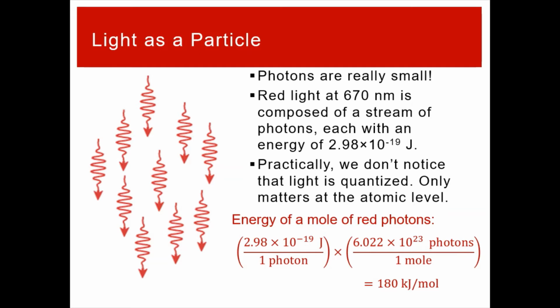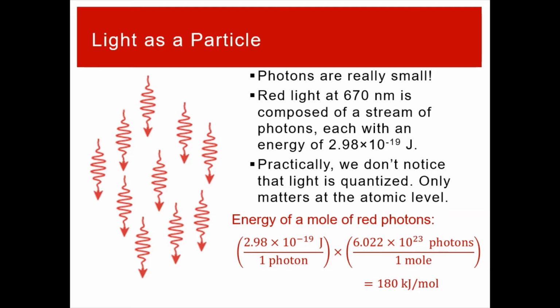One of the things about that is that this is why we don't really necessarily notice that light is quantized. Light is quantized, we have to have one photon at a time. But each photon is so small that you wouldn't notice the difference between a beam of light that had one fewer photon, just because they are so small. It's a very small difference. So practically we don't notice it.